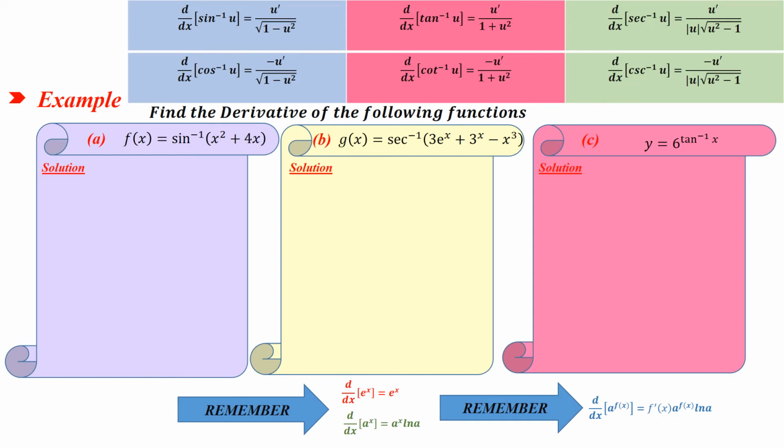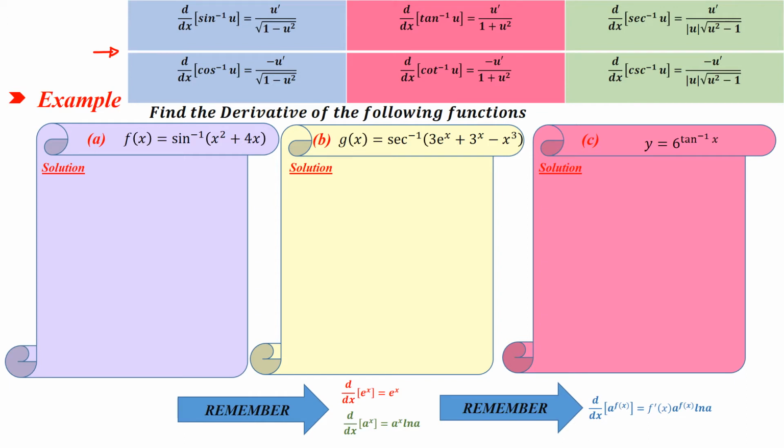Hi everyone, in this video we'll solve and find some derivatives of inverse trigonometric functions, and we have 6 of these inverse trigonometric functions. These are sine inverse, cosine inverse, tan inverse, cotan inverse, secant inverse, and cosecant inverse, and these are the rules of derivatives of these inverse trigonometric functions.